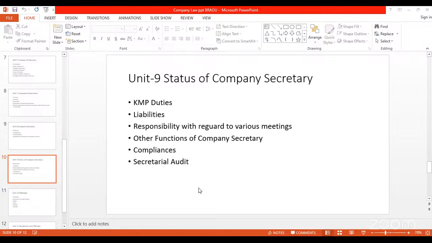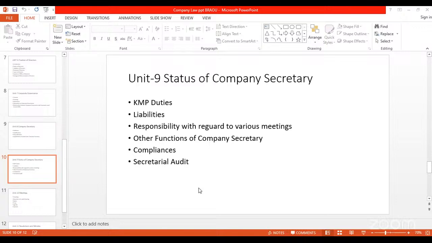Then IT can play an effective role in implementing a corporate compliance management program across various departments of a company, in terms of real-time compliance reminders, generation of reports, and sending warning signals when there is any violation of legal provisions. So this was all about the compliances, right?